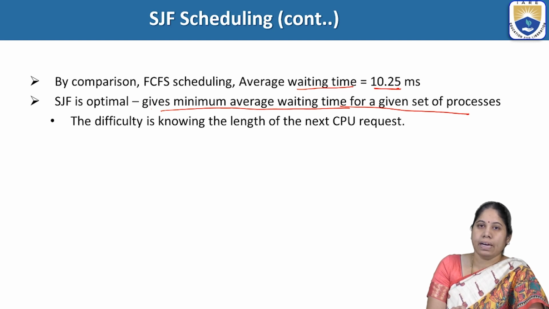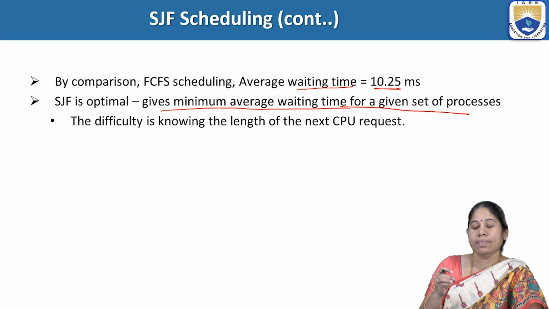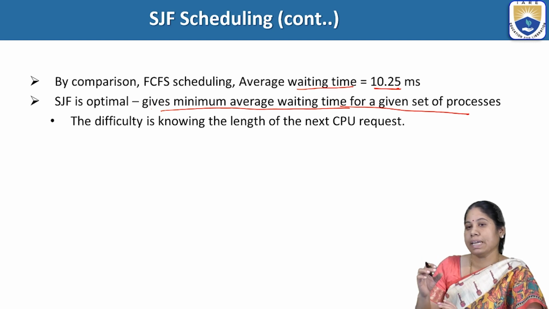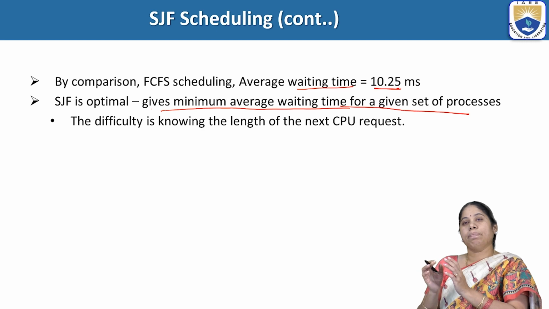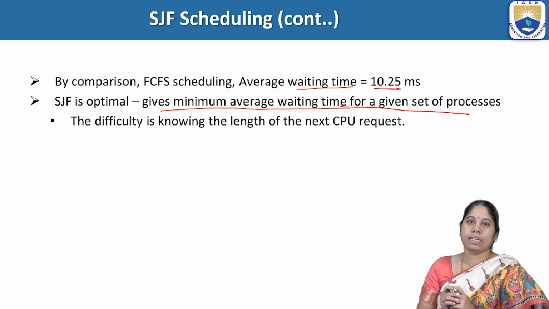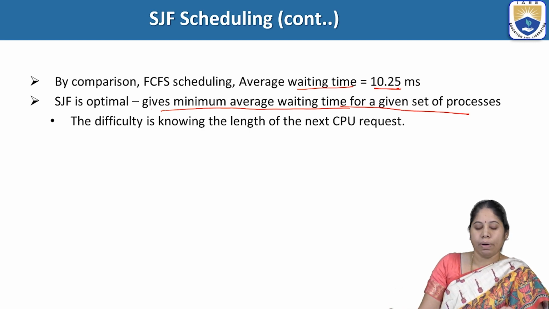Why? Because we have to know the next CPU burst time for a process, which is very difficult. How can we assume beforehand that the CPU will be taken by this process for this much time? That prediction, that assumption, is very difficult. For that reason, SJF we can apply theoretically, but practically it is not feasible to apply.